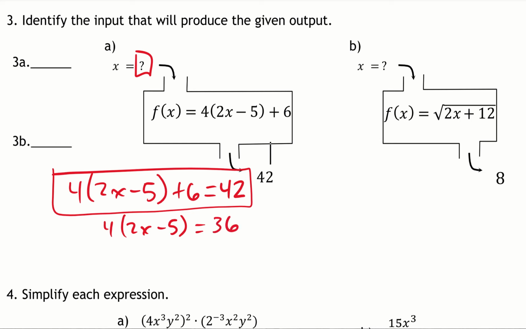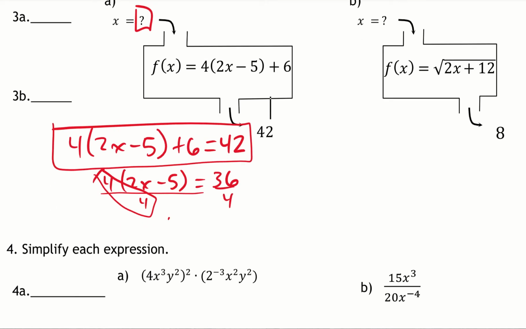And I'm actually going to divide both sides of this by 4. I'm not going to distribute the 4. I'm just going to divide by 4. That gives me this giant 1 on this side. So I'm looking at 2x minus 5. 2x minus 5 is 36 divided by 4 is 9.